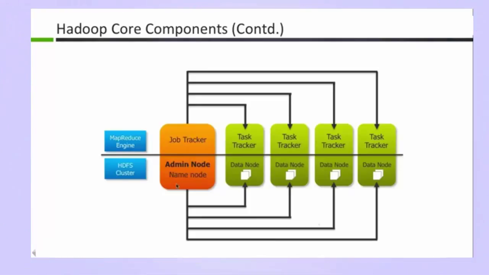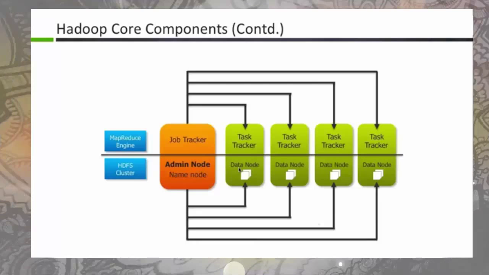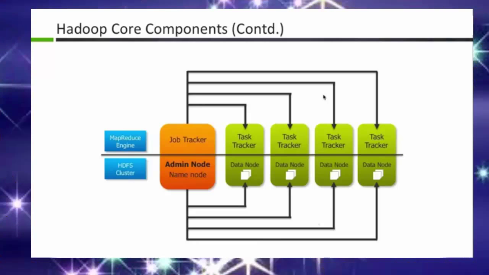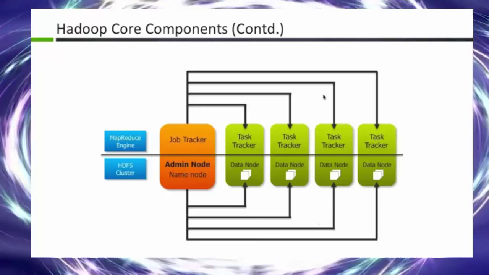So job tracker is associated with the admin node, and the task tracker is associated with the data node. Is that clear to everyone? Just remember this much: it is a service which is running, something like a Windows service or a Unix daemon. Just remember these terms.